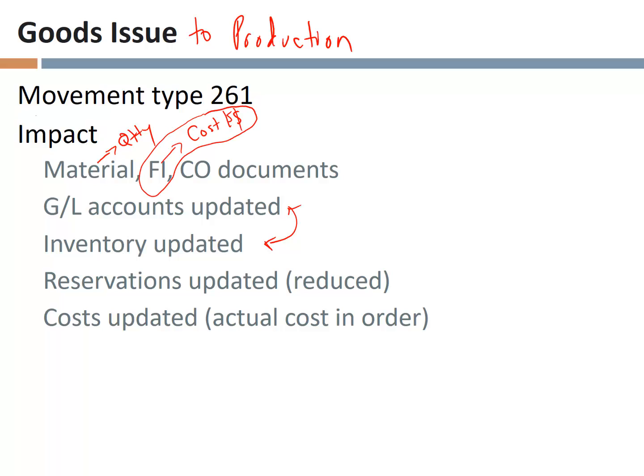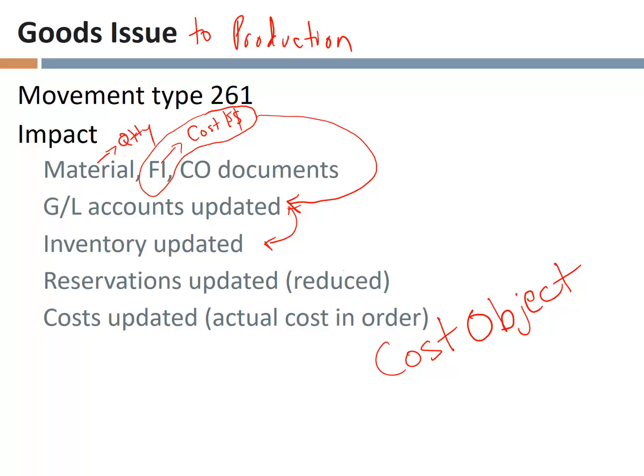The FI document is going to take care of the general ledger posting here in some respects, but the other part of this is the costs are updated because our production order is a cost object. And so the production order is going to now have recorded on it, okay, you said the planned material costs were going to be this, here's the actual material costs based on what we actually now just pulled out of inventory, okay?